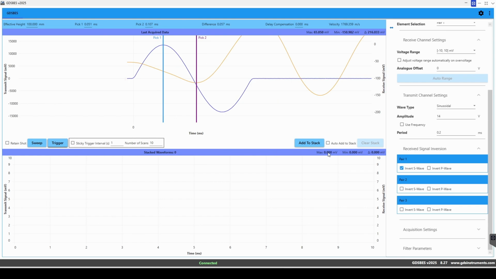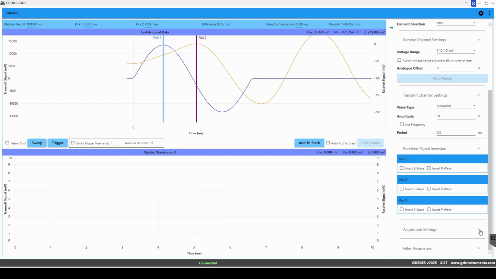You would use this to apply inversion when the received signal appears to move in the opposite direction to the transmitted wave, or when the first arrival peak is negative instead of positive. For S-waves, inverting ensures that the up-down-up cycle is displayed correctly, and for P-waves, the same method applies if the signal is reversed relative to the transmitter.